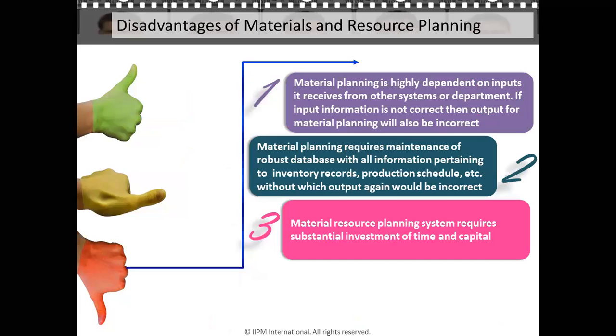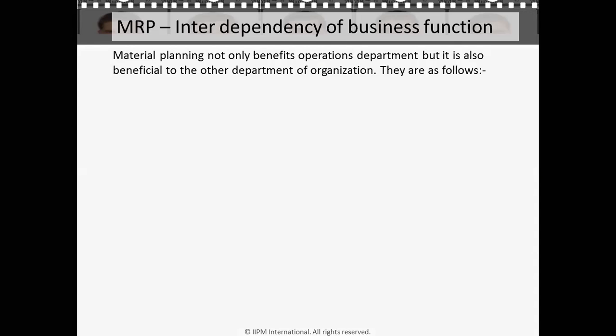Disadvantages of materials and resource planning. It could be highly dependent on inputs. Material planning is highly dependent on inputs it receives from other systems or departments. If input information is not correct, then the output of material planning will also be incorrect. Secondly, material planning requires maintenance of a robust database with all information pertaining to inventory records, production schedules, and so on, without which the output again will be incorrect. Material resource planning systems require substantial investment of time and capital.